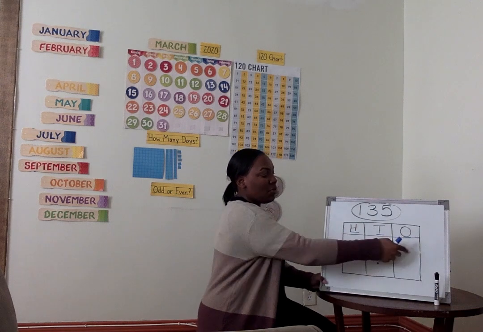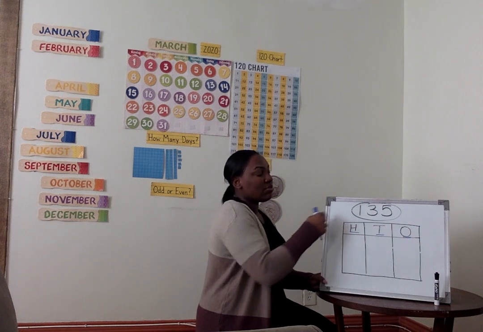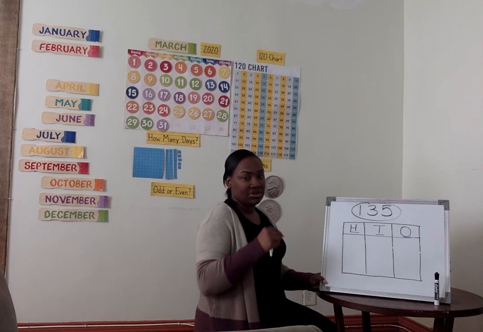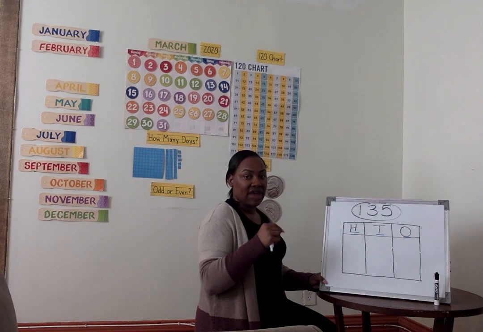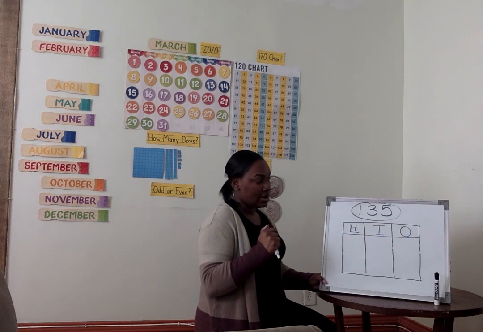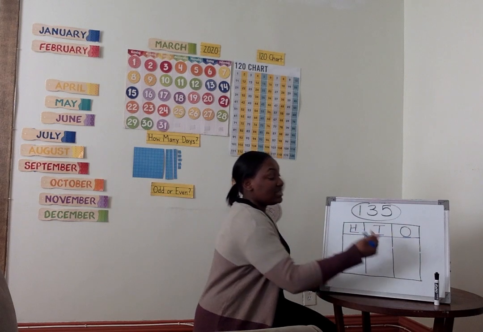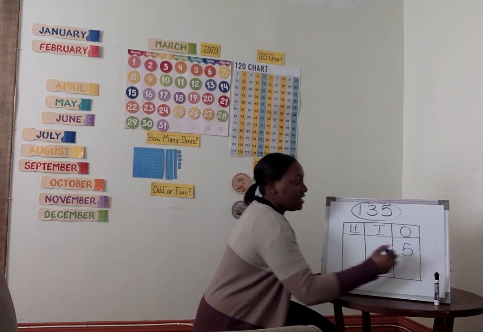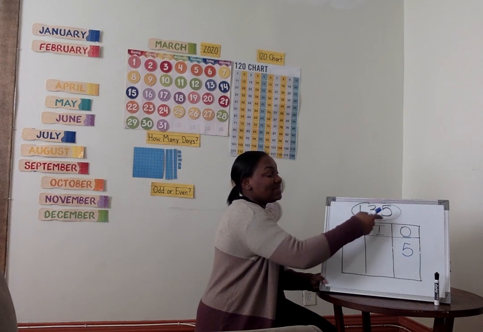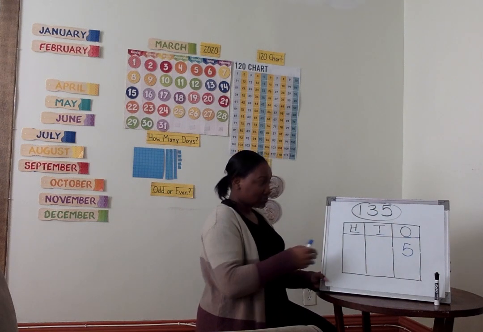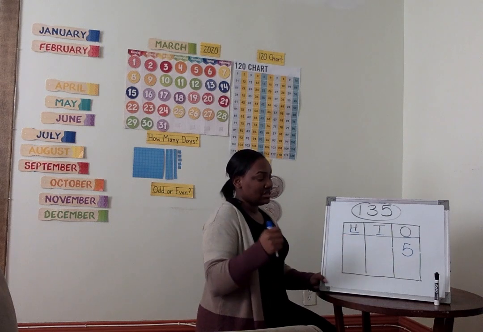Great. Let's start with the ones. Looking at the number 135, how many ones do you see? Show me with your hands. Show me in 5, 4, 3, 2, and 1. If you said 5, you're right. The number 135 has 5 ones because there's a 5 in the ones place. Let's move to the tens place.